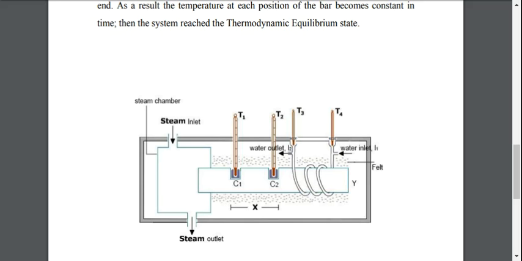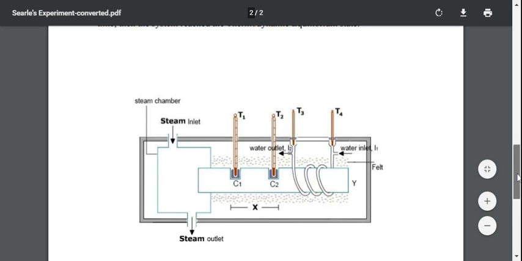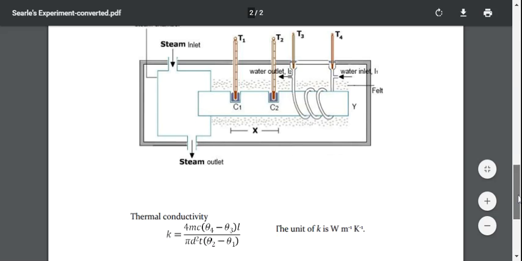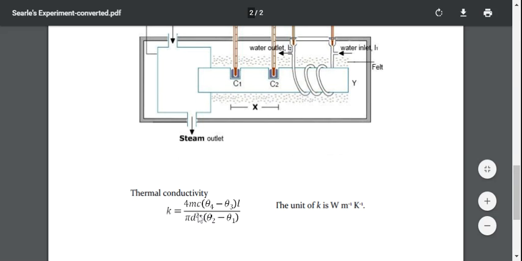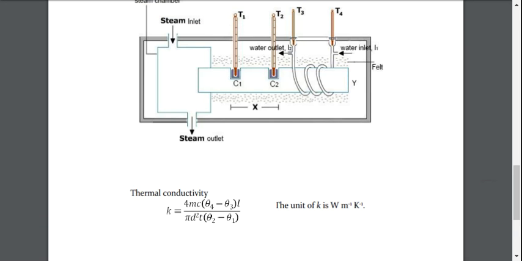Once the system reaches steady state, we can collect water from this water outlet, let's say for some time, 5 minutes or 10 minutes. Once we collect the water, we have the formula here. M stands for the mass of the water that we have collected in a time of 5 minutes or 10 minutes. C is the specific heat of water, which we all know.